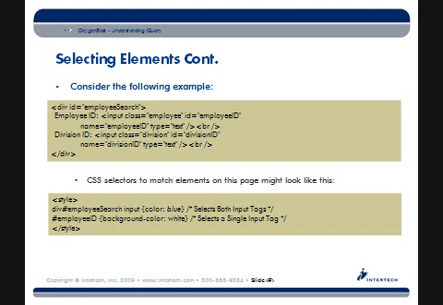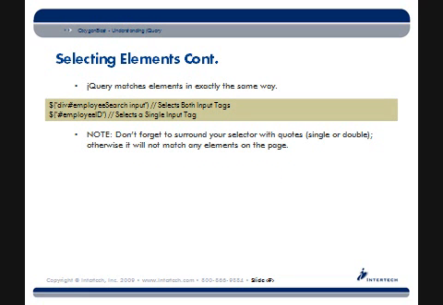Another way, if I wanted to get a single input tag, I would use the pound employee ID. Again, that means grab the element with the ID employee ID, and in this case, I'm changing the background color to be white. So again, real simple HTML snippets with some simple CSS. But we'll see that in jQuery, that's exactly what they use.